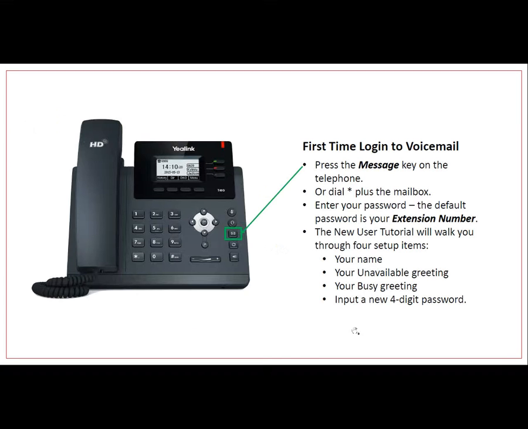Speaking of getting started, the first time you log into your voicemail, you can press the message key on your telephone or dial star plus the mailbox number. Dialing star plus the mailbox number will allow you to access any voicemail on the system. When prompted, enter your default password, which is your extension number. If you do not know what your extension number is, you can find that information programmed on one of the intercom keys on your phone.